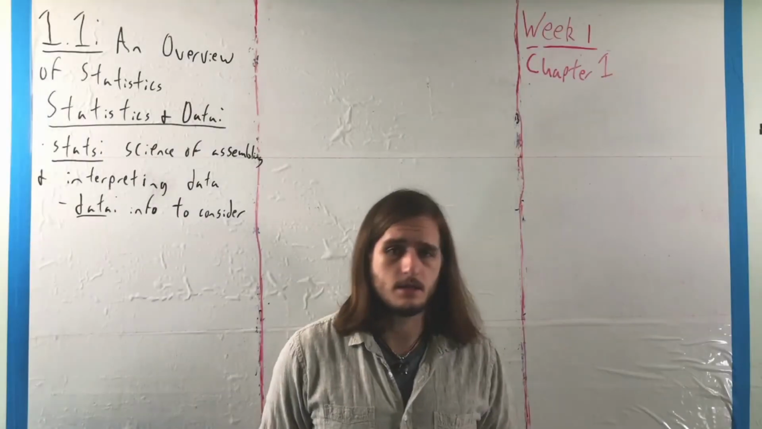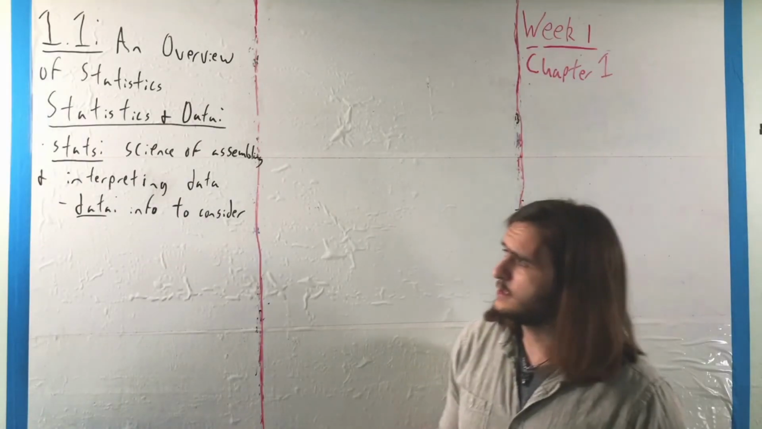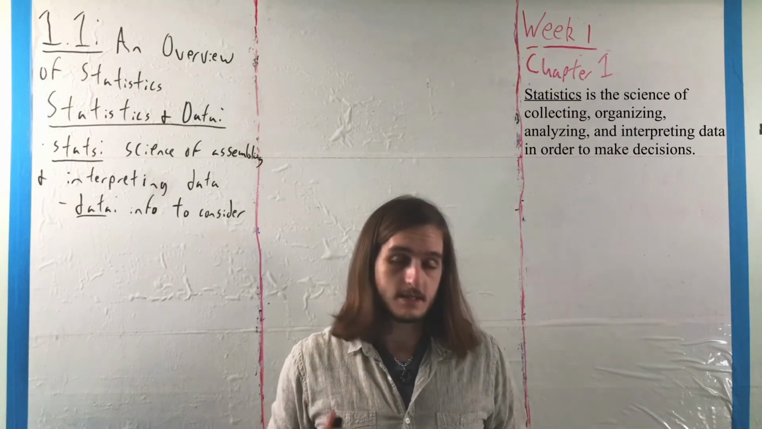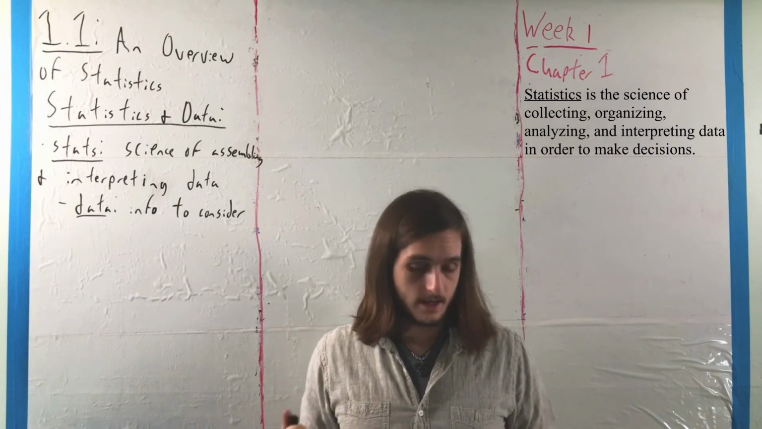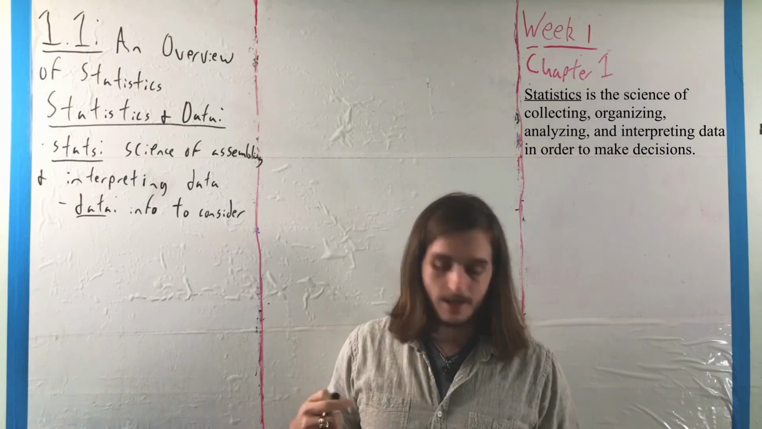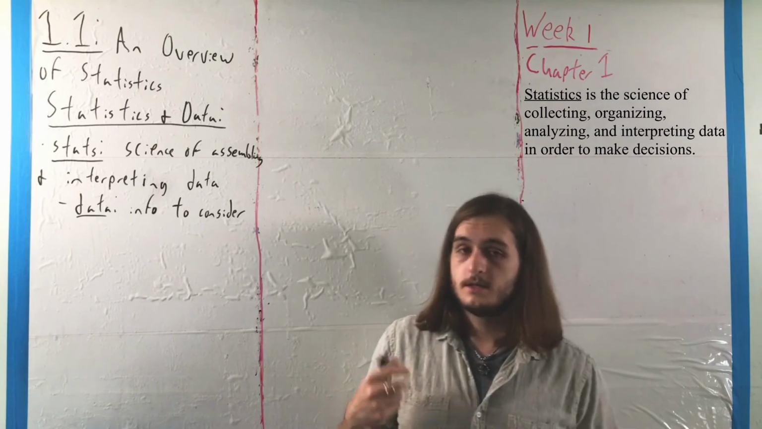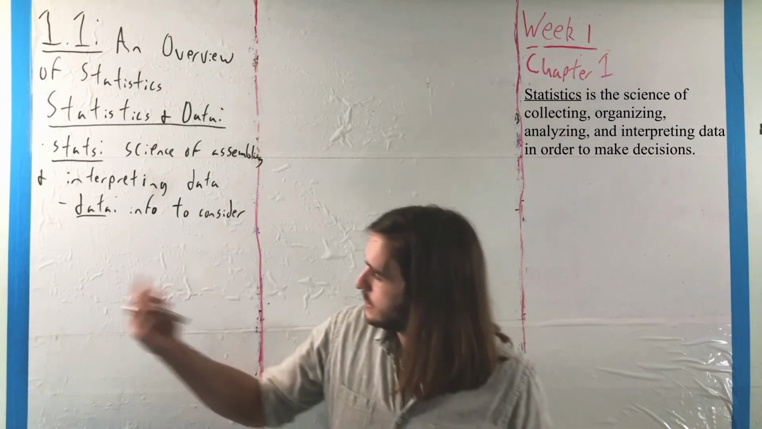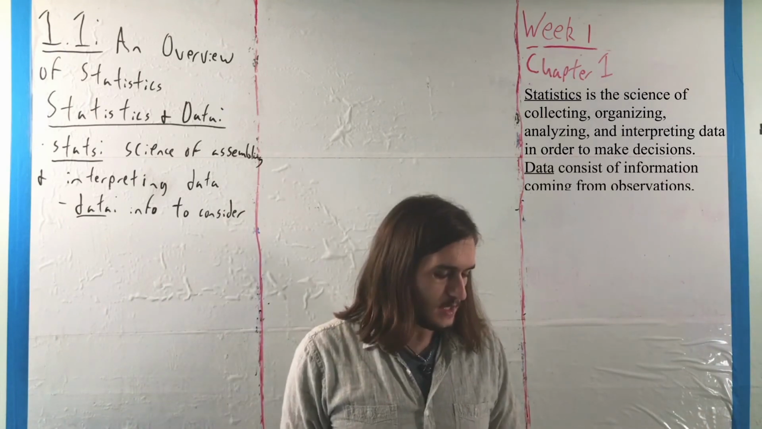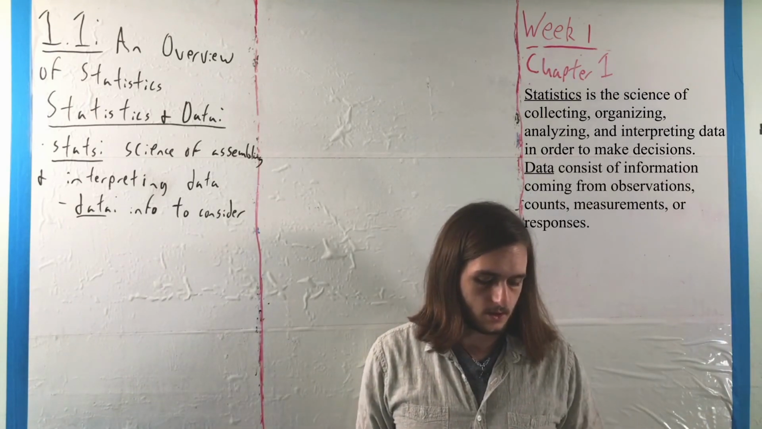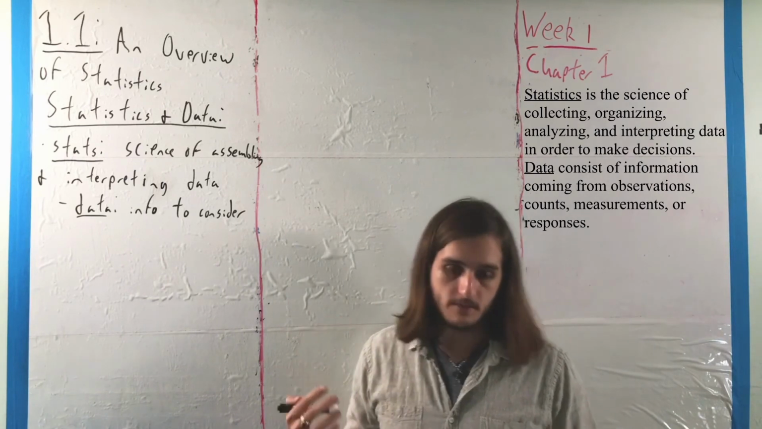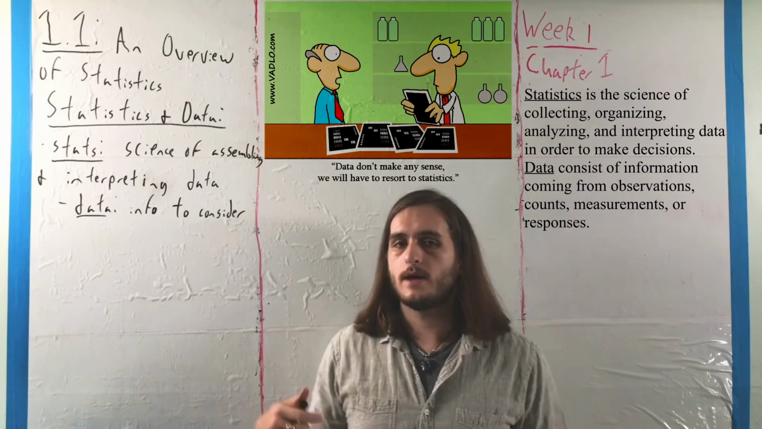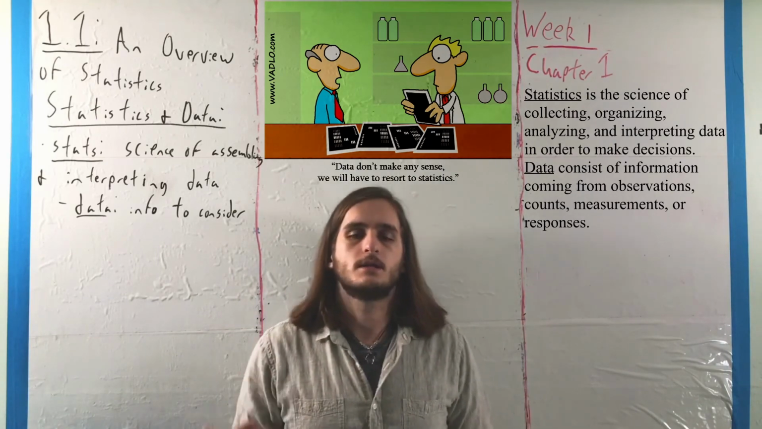A bit exactingly, at least according to the book, the definition of statistics is that it is the science of collecting, organizing, analyzing, and interpreting data in order to make decisions. And when we're thinking about data, just to be clear, data is just that collection of information that we're trying to consider. So that's the information coming from whatever observations, counts, measurements, responses, the things that we're looking at when we're going to draw our statistics.